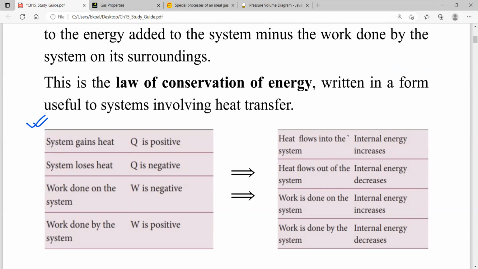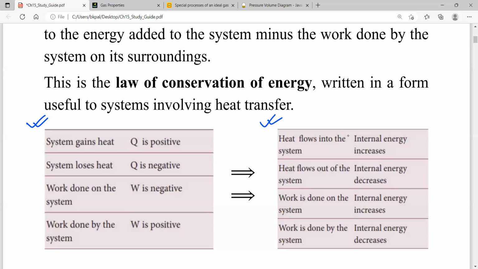Here I summarize the signs for Q and W, and a similar convention you can have for the internal energy. You can show that when heat enters the system, the internal energy of the system increases. When heat leaves the system, internal energy decreases. Similarly, when work is done on the system, internal energy increases, and when work is done by the system, internal energy decreases.